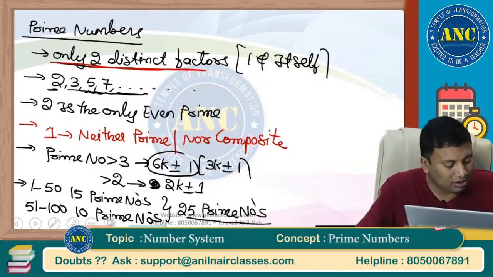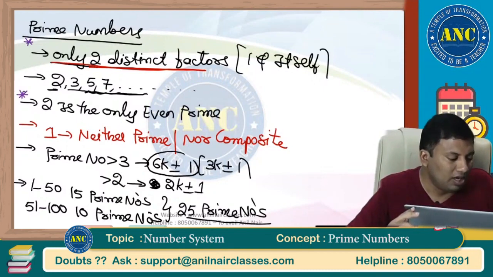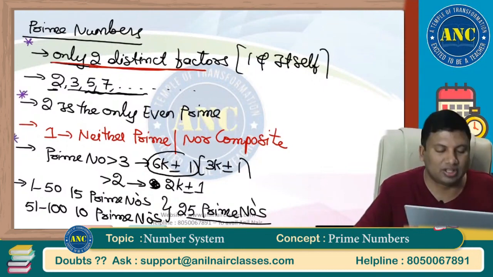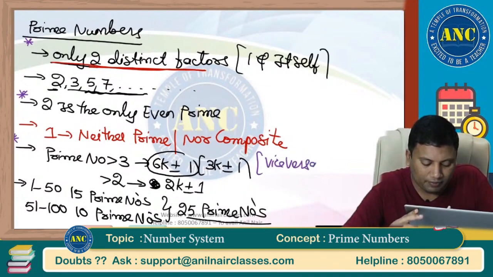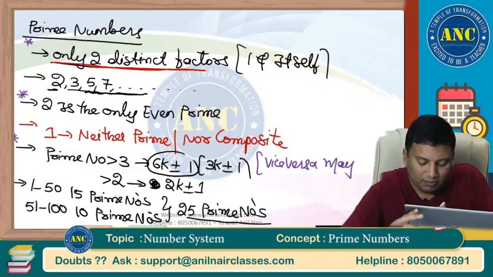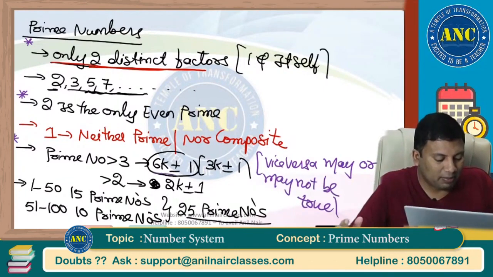Now, based upon these key points, let us solve a lot of problems. Every prime number greater than 3 is of the form 6k plus or minus 1. Vice versa may or may not be true. Right? 6k plus or minus 1.